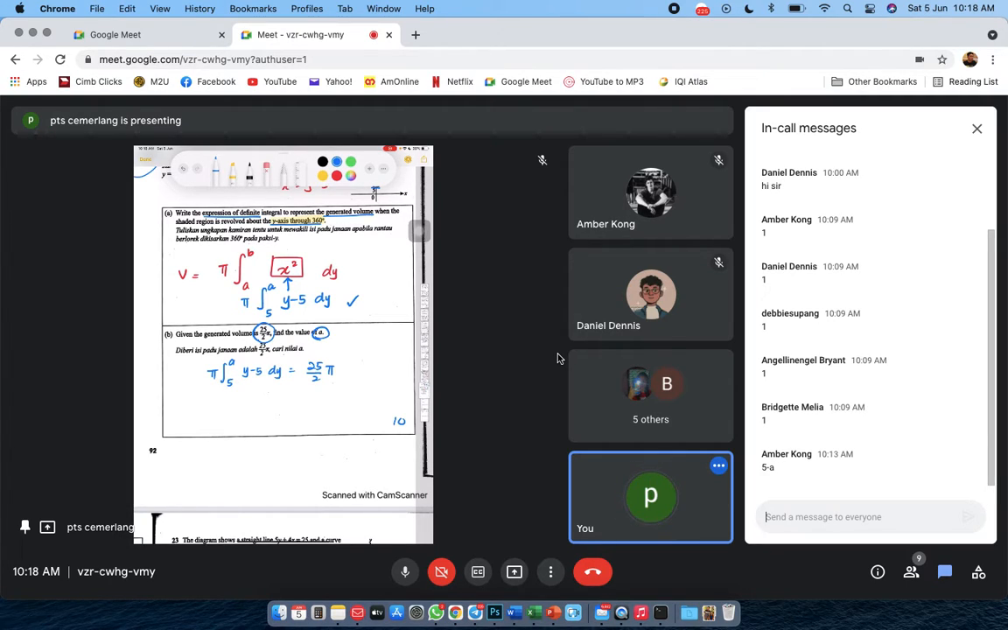OK, Amber, did you find it? Oh, I found it. Found it. OK, very good. OK, siapa yang dah dapat jawapan dia? Can you type 2? Siapa dapat jawapan dia? You type 2.